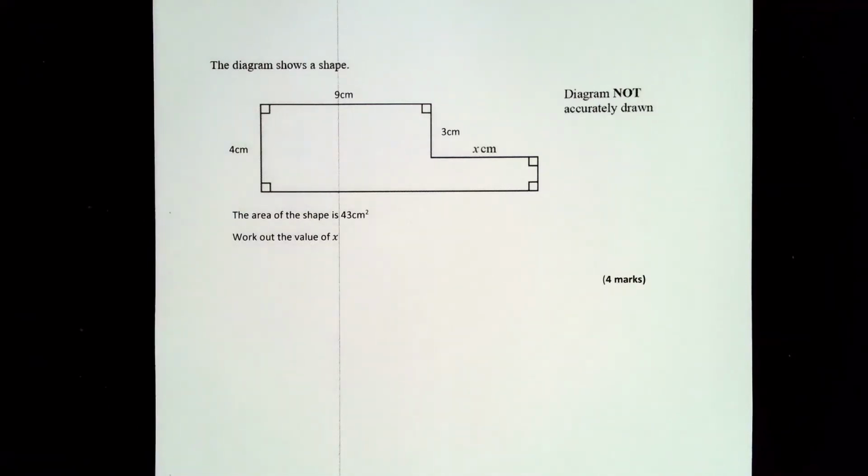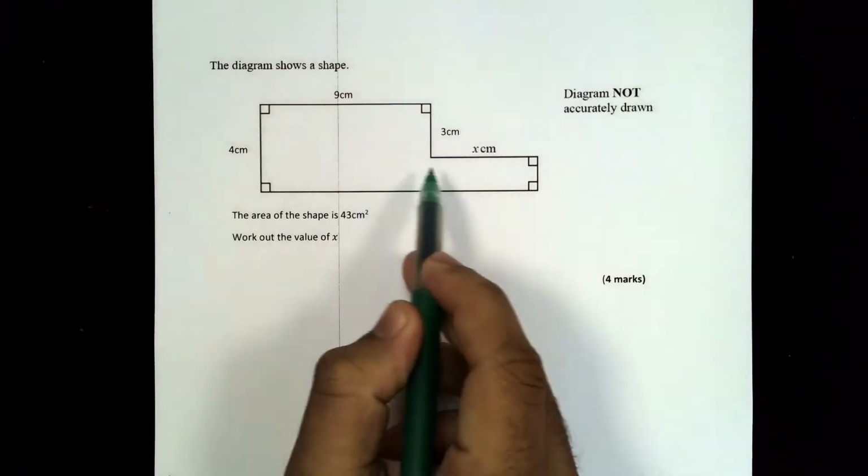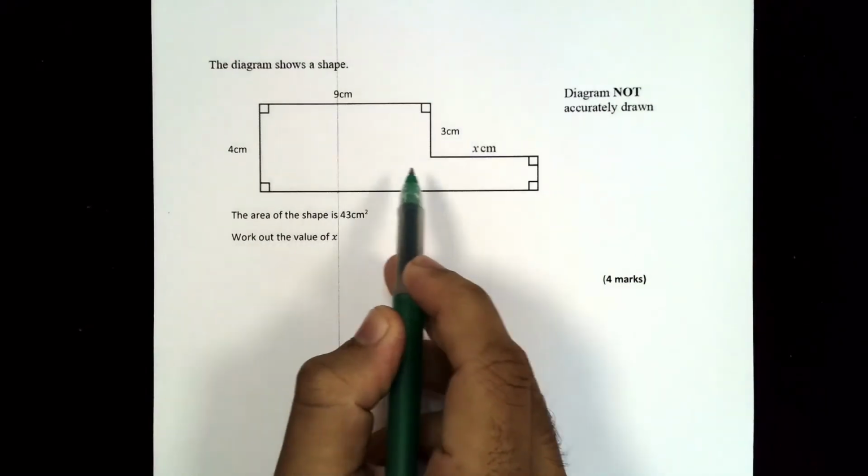Hello students, this is a video to help you with a question like this, which is compound shapes, the compound area of a shape, which in this case is made up of two different quadrilaterals.